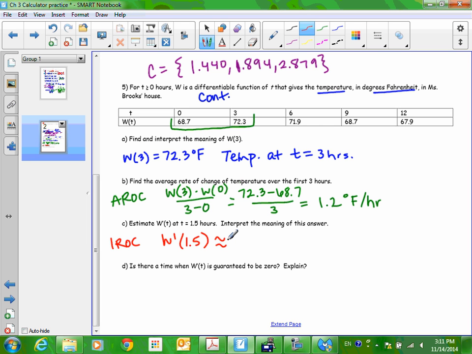So at the 1.5 hour mark, if I had to guess, I would guess, hey, it's probably getting warmer at 1.2 degrees per hour. Okay, I don't know if that's really what happens. This is just an estimate. All right, now some of you, this is a little unsettling because you're like, well, we don't know that. And you're right. We don't know that, and that's why I didn't put an equal sign. This is just an estimation. Okay, in fact, it didn't even have to be 1.5. I could have put 1.9 right here, and you would still give me the same estimation. Okay?